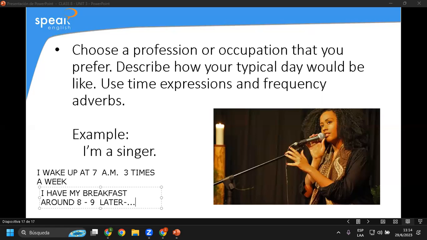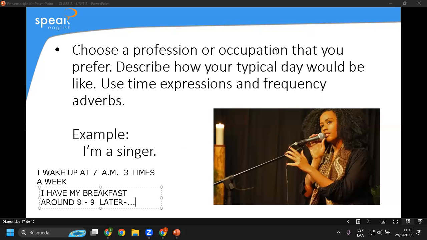Okay. I have a concert once a week, for example. I usually have concerts on Friday nights, and I go dancing on the weekend. So you see, I'm describing my daily routine. I'm using the time expressions. I'm using frequency adverbs, but it's not my typical daily routine. I'm imagining that I am a singer.